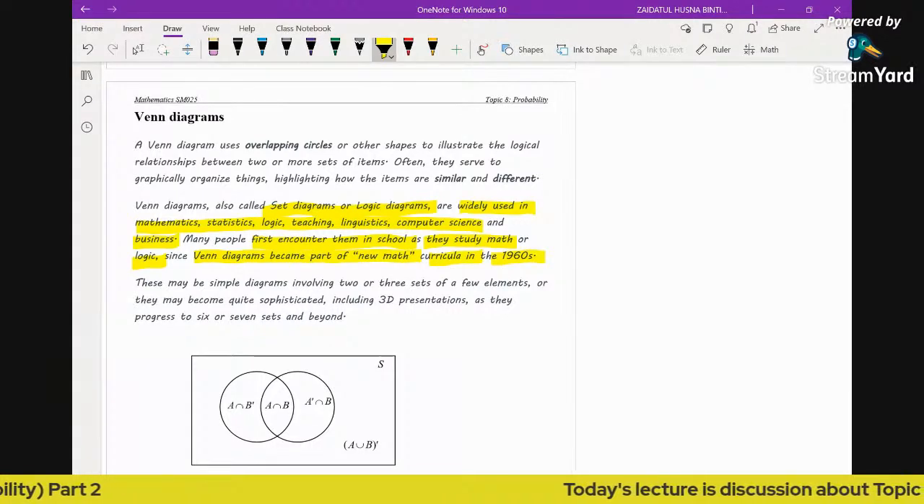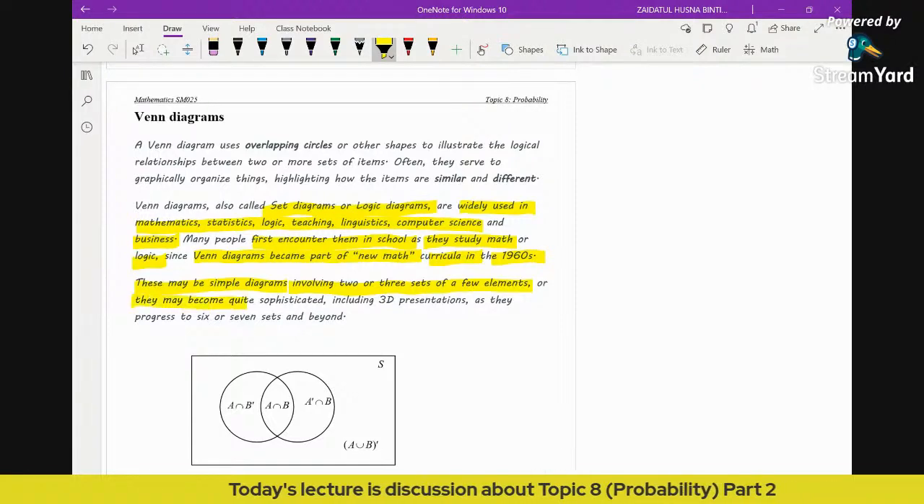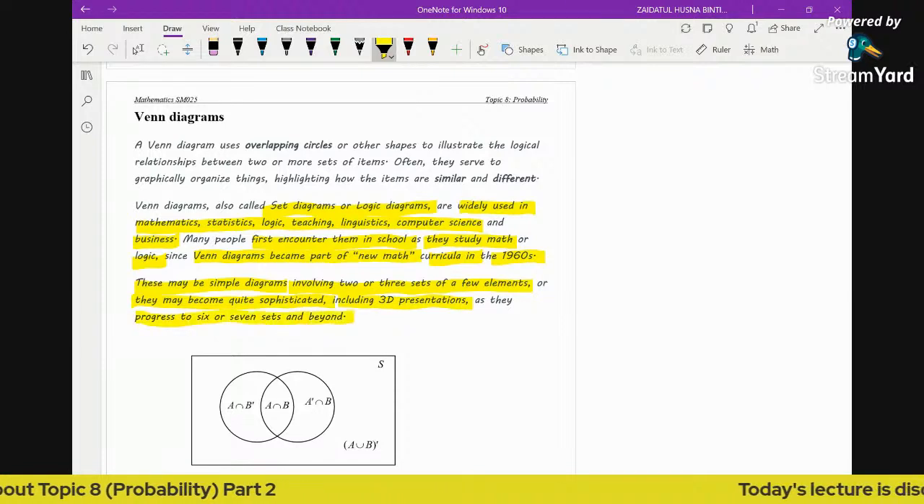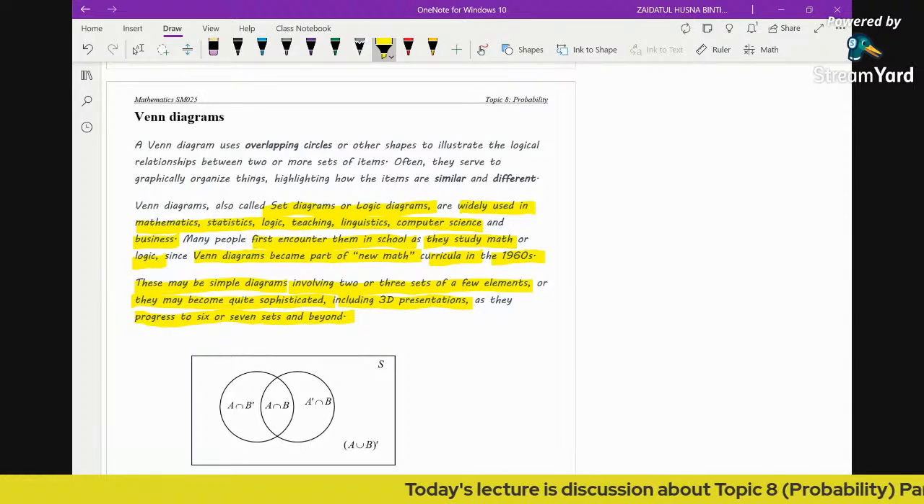These may be simple diagrams involving two or three sets of few elements, or they may become quite sophisticated, including 3D representations as they progress to 6 or 7 sets and beyond. But in our syllabus, we don't deal with 6 or 7 sets. The maximum is 3 only, so you don't really have to worry.